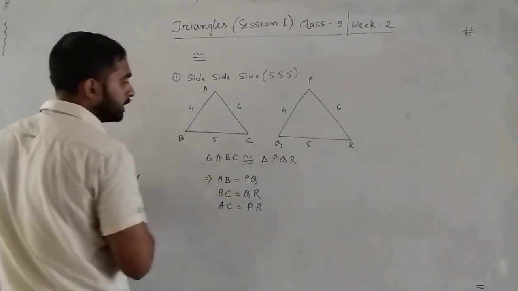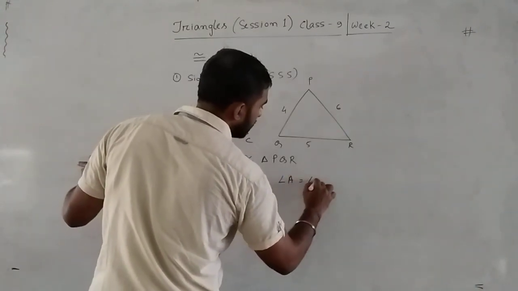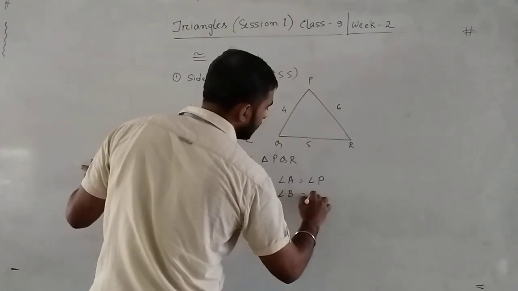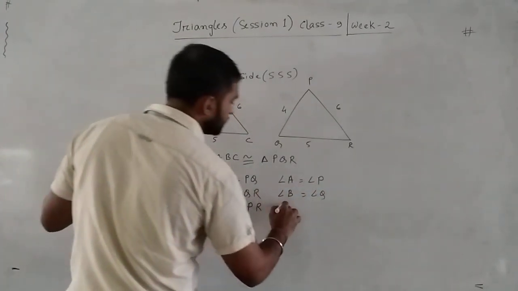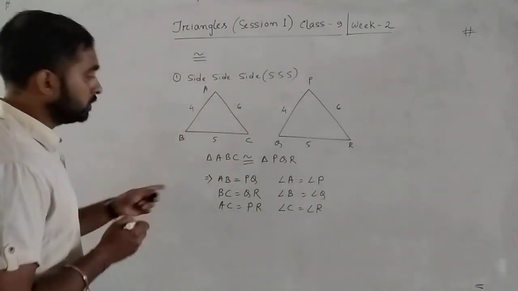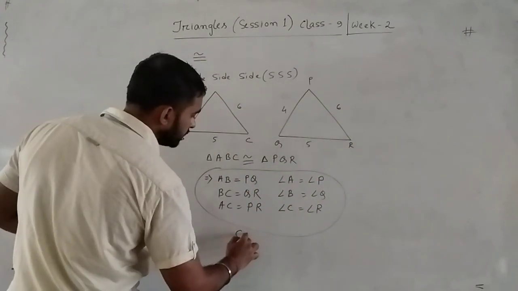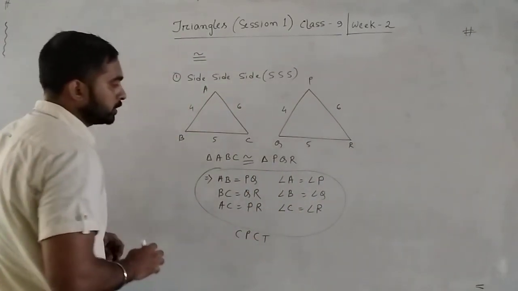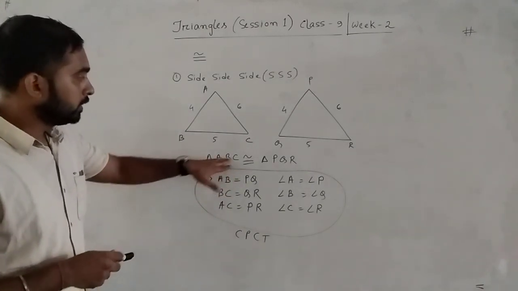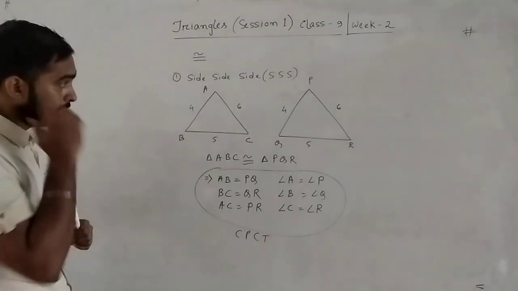Now what are corresponding angles? Here angle A, here angle P, then here angle B, here angle Q, then here angle C, and here angle R. So these 6 are known as CPCT, corresponding parts of congruent triangles. These depend on the naming of the triangle. Here we have to name both the triangles in the correct order.